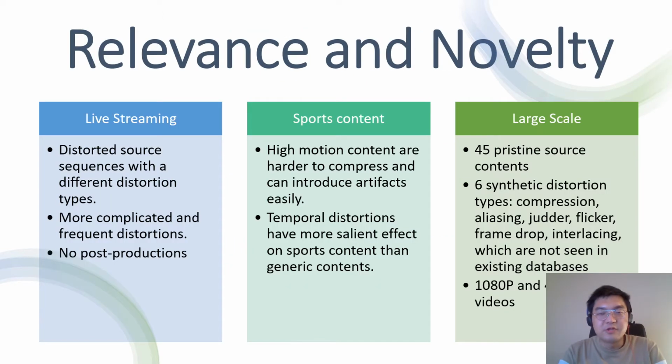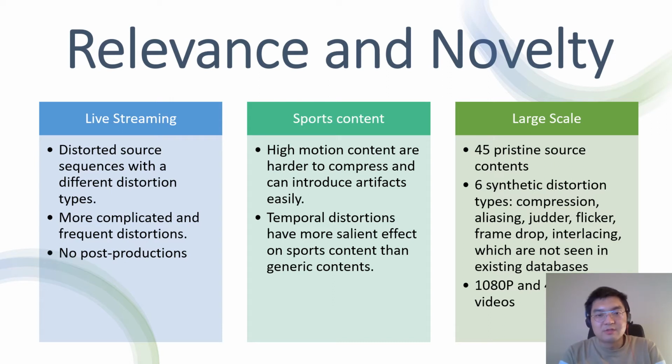The difference between live streaming and common on-demand streaming is that live streaming suffers from already distorted sequences. Because there's no opportunity for post-production, more complicated and frequent distortions may occur in live streaming. The high-motion nature of sports video also adds more challenge. High-motion contents are in general harder to compress, and they can introduce artifacts easily.